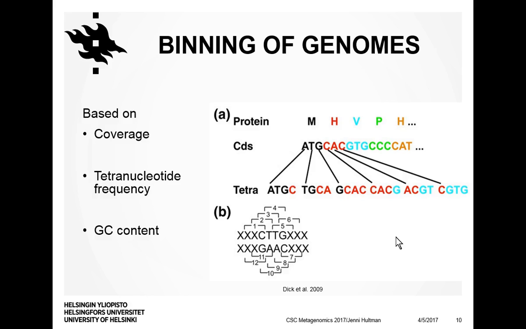And then last, there's GC content. So contigs from the same species should have approximately the same GC content. Of course, there are problems. For example, 16S can have a completely different GC content, but overall, that's something you can use there as well.